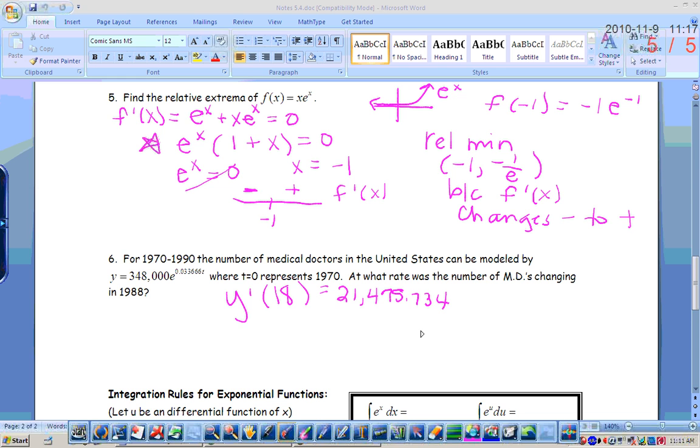Okay. So what does that number really mean? That in 1988, what's happening? It's the rate of what? Change of MDs. So in 1988, there are 21,000 more doctors than there were the previous year. So that rate is growing pretty fast.